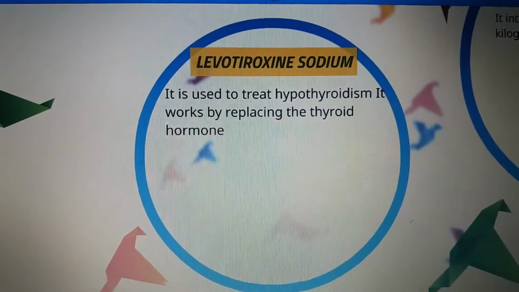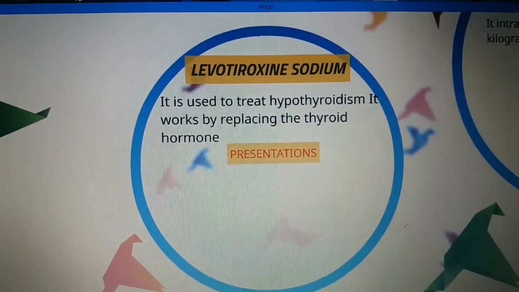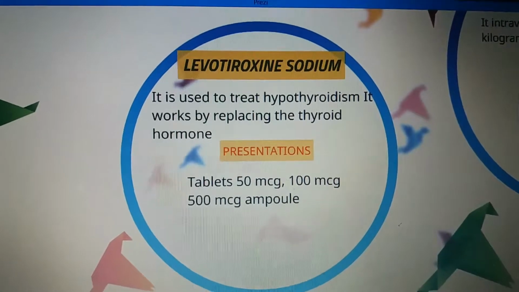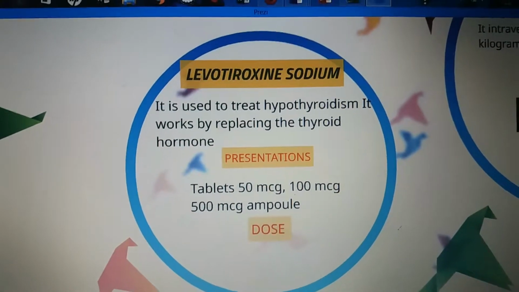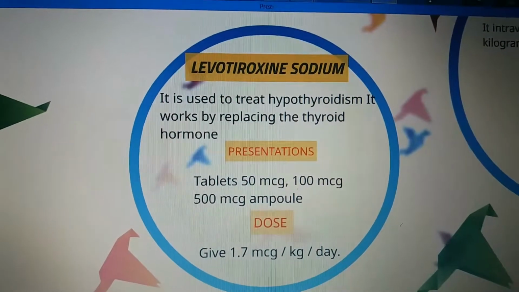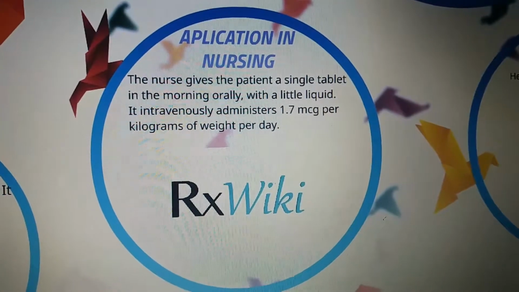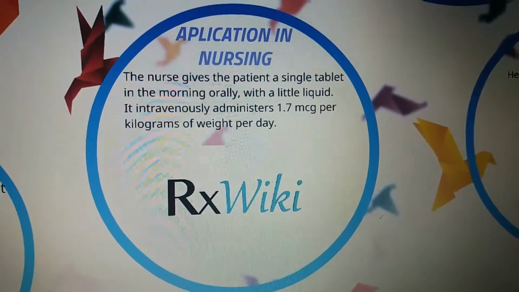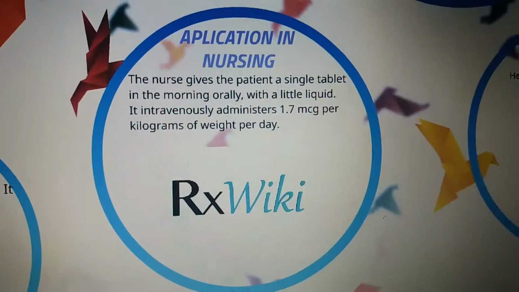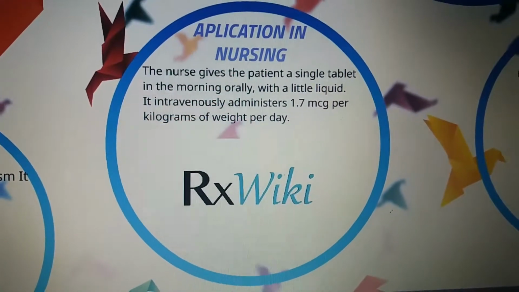Levothyroxine sodium is used to treat hypothyroidism and works by replacing the thyroid hormones. Presentations: tablets of 50 mcg, 100 mcg, and 500 mcg ampoules. Dose: 1.7 mcg per kilogram per day. Application in nursing: the nurse gives the patient a single tablet in the morning orally, with a little liquid, and by intravenous administration, 1.7 mcg per kilogram of weight per day.